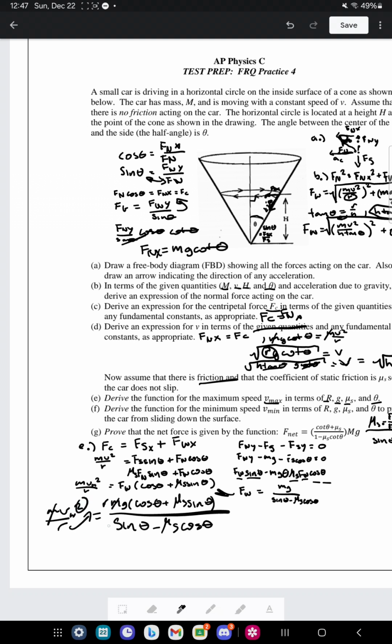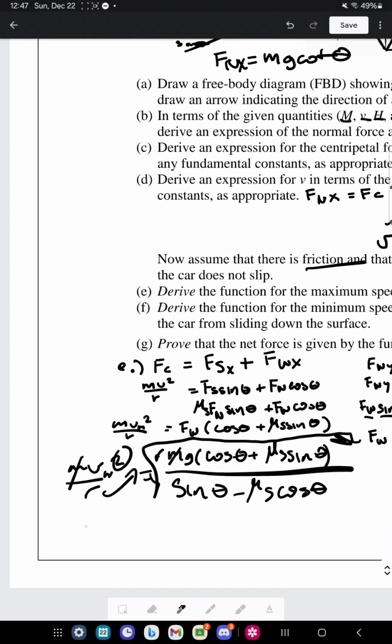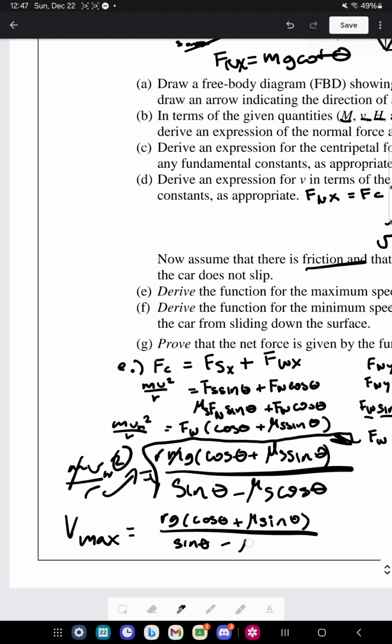and then take the square root of both sides to have a final equation of v max equals the square root of rg times (cosine of theta plus mu sine of theta) over (sine of theta minus mu cosine of theta). There's only static friction, so I'm just going to use mu rather than mu s.